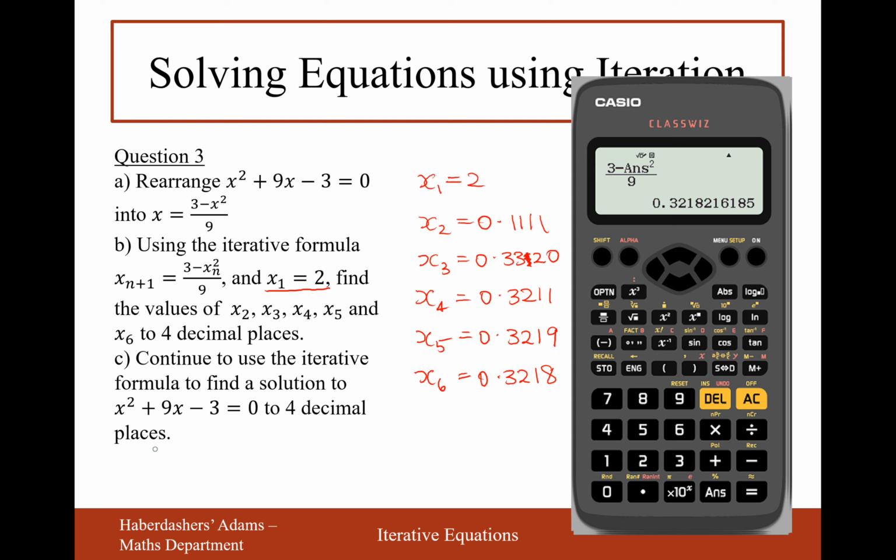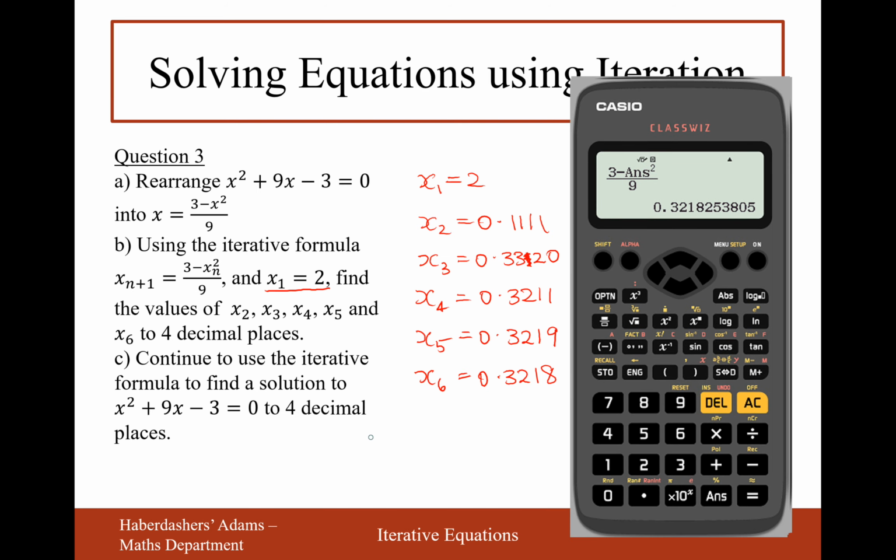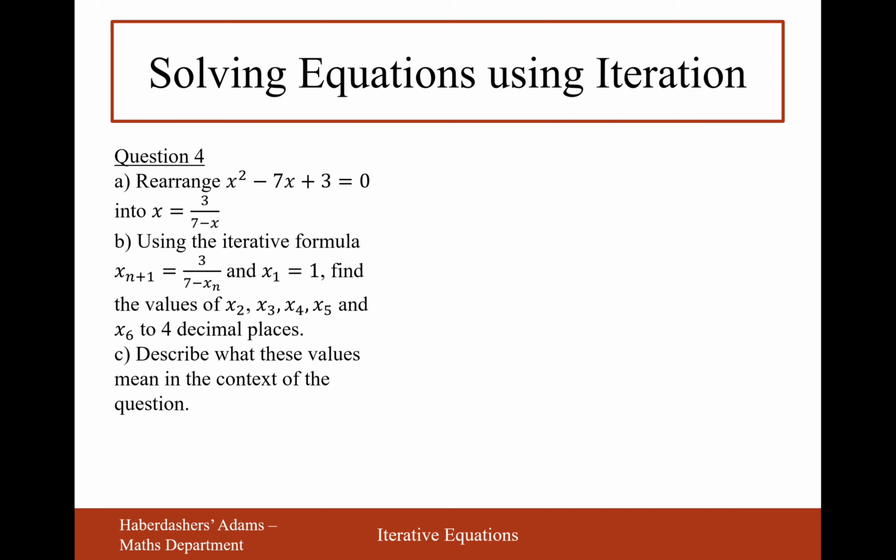We'll just keep on pressing the equals button and you get x equals 0.3218 as the final answer to 4 decimal places for this question. So there we are, we've solved an equation using an iterative formula on the calculator. And the final question, this question here has a very difficult rearranging part to it, so very well done if you've done it, but hopefully you've all done parts B and C, because even if you can't do the rearranging part, you can still do the iterative formula parts.